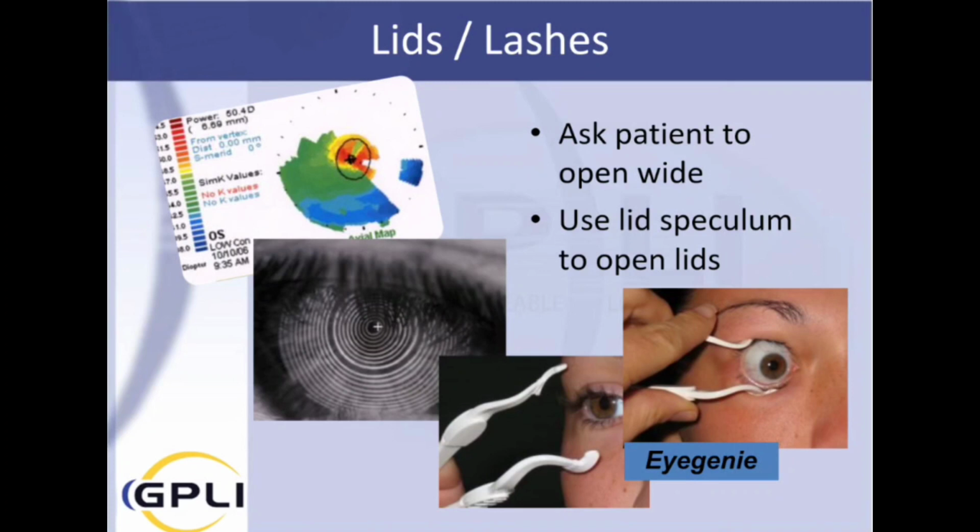Look at the raw data image. If you see lids and lashes over the cornea, ask the patient to open their eyes wider, or use a lid speculum to open the lids. In areas where the lids and lashes are over the placido image, you will not get image data capture.